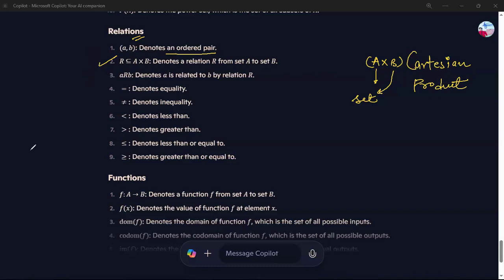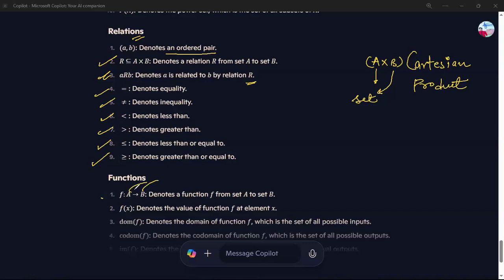Let's discuss the relation first, then we'll be able to understand this further. Okay, you'll be able to connect the dots better after discussing relations. So it means element a is related to element b by a relation R. This denotes equality, this is inequality, this is less than, this is greater than, this denotes less than or equal to, and this denotes greater than or equal to. Function: f denotes a function from set A to set B.